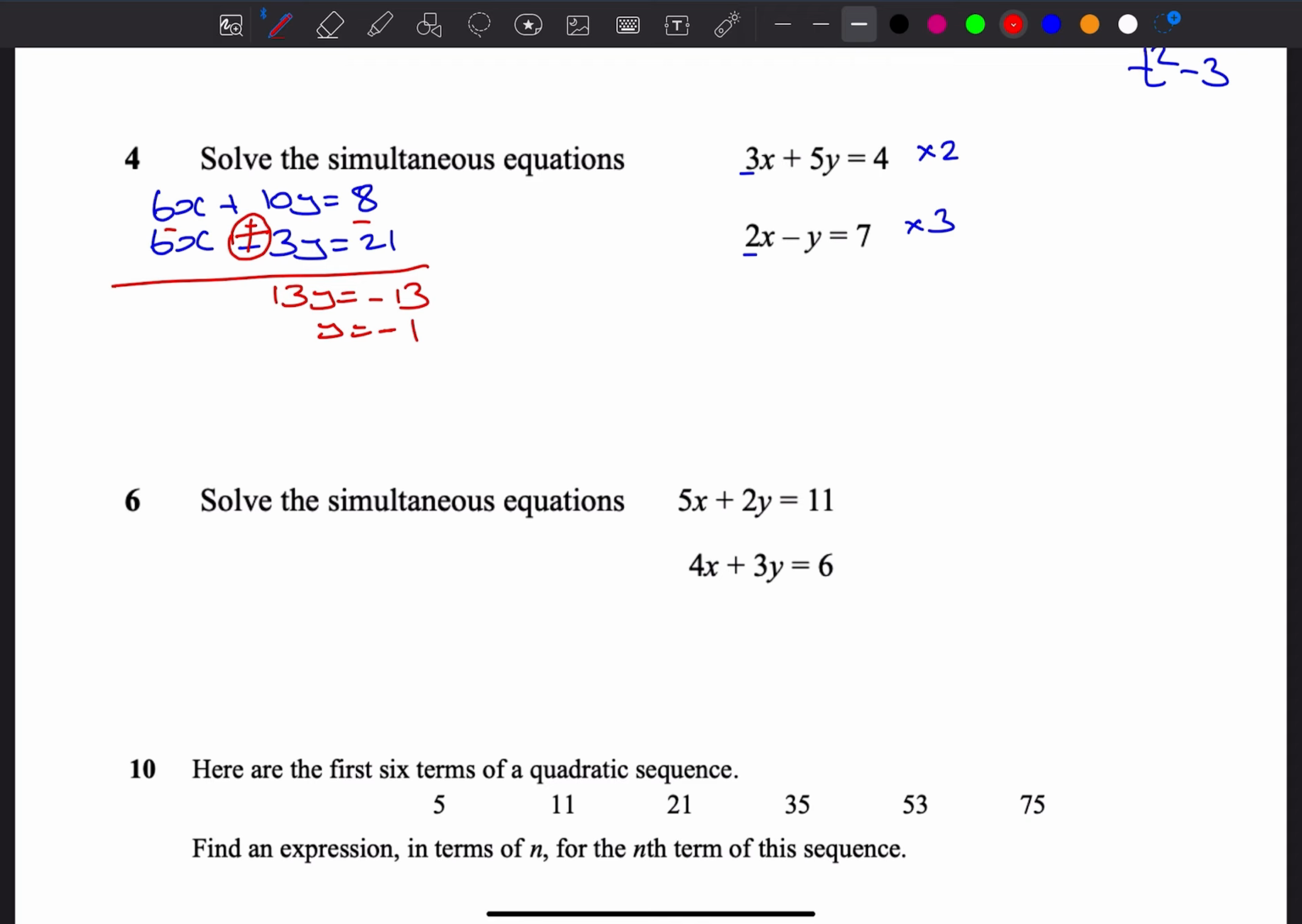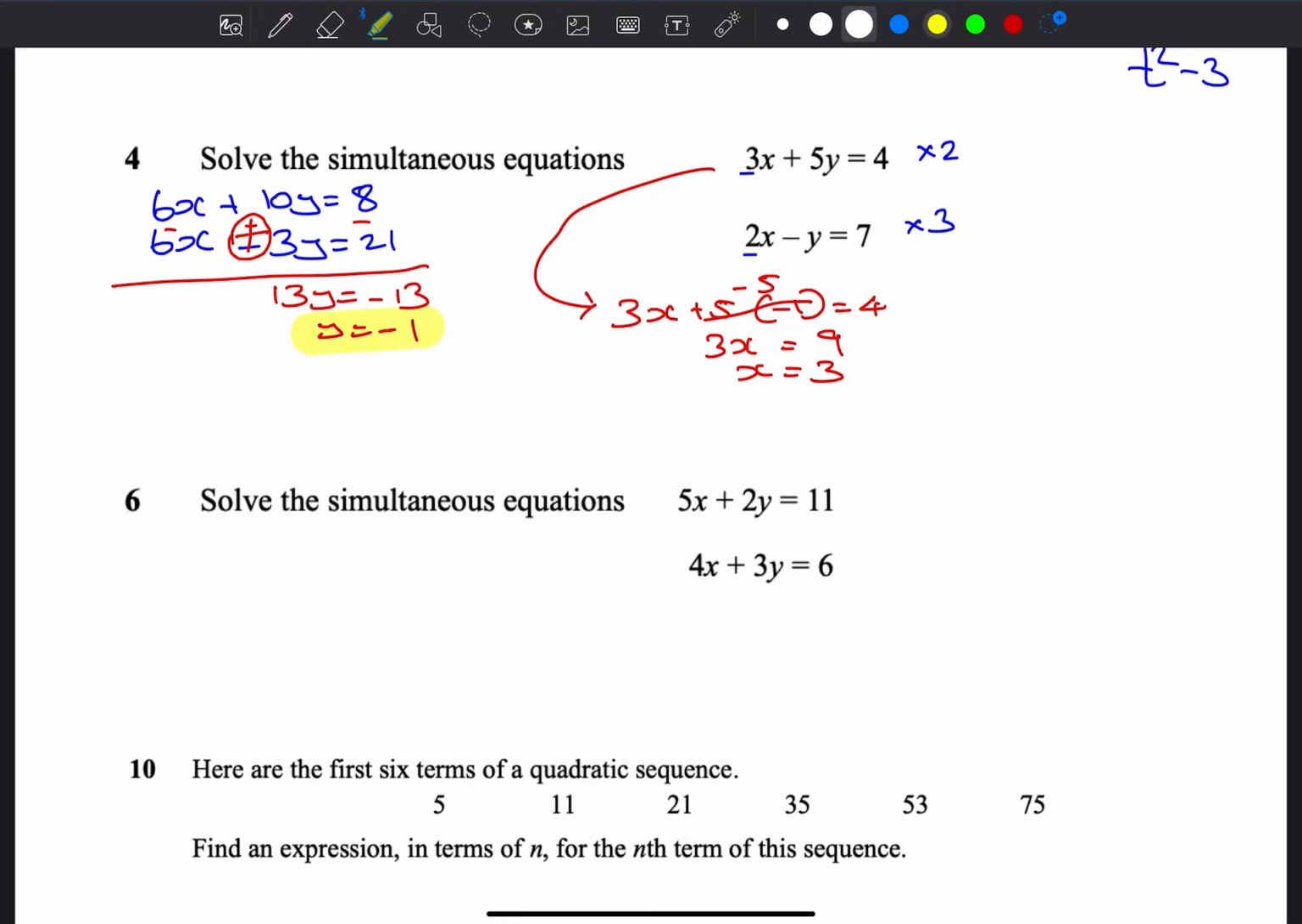Then you want to pick an equation, always pick the first one. 3x plus 5y, where y is minus 1, equals 4. 5 times minus 1 is minus 5. 3x minus 5 equals 4, so you add 5 on there. 4 add 5 is 9. x is 3. There you go. So those are your two answers.